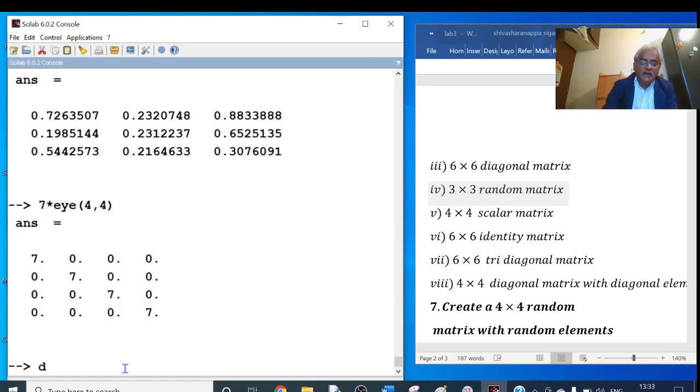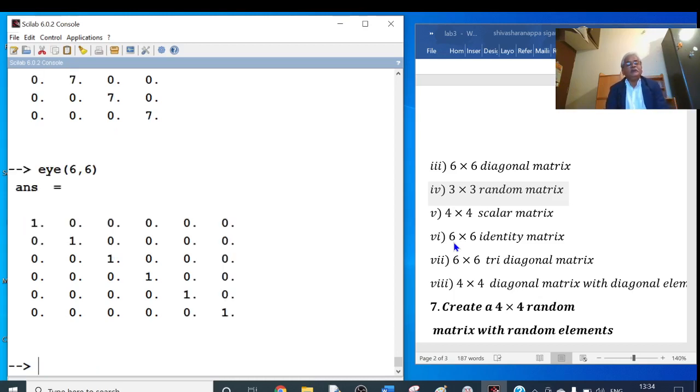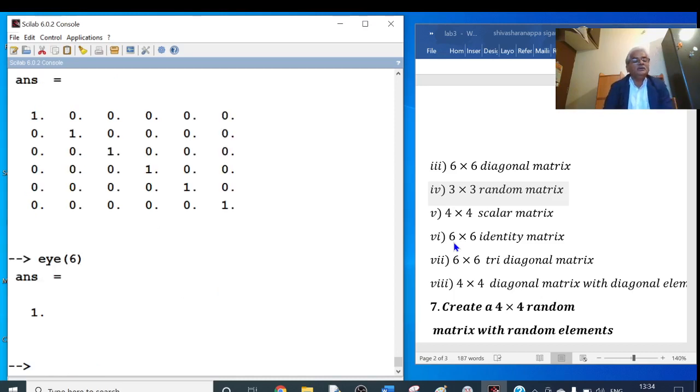Or you can create it like this also: DIAG, open bracket, within square bracket 7, 7, 7, 7, close square bracket, close the parenthesis. This also gives the scalar matrix. For a 6 by 6 identity matrix, identity is nothing but EYE, so EYE of 6 comma 6. What happens if I give just 6? The answer is equal to 1, so I am not getting a 6 by 6 matrix here.